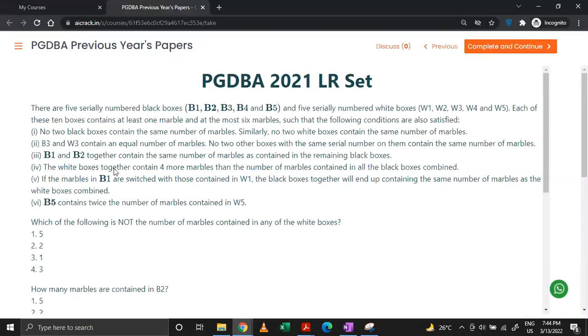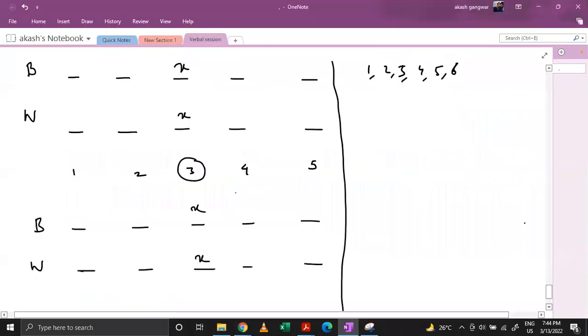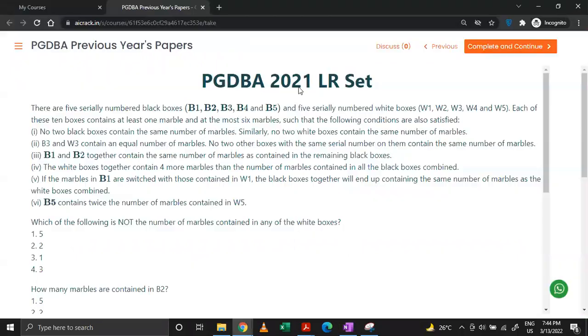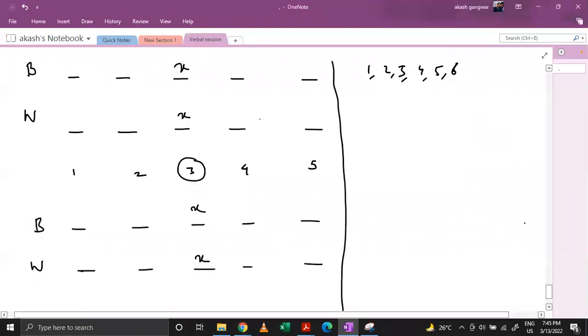B1 and B2 together contain the same number of marbles as contained in the remaining black boxes. The white boxes together contain 4 more marbles than the number of marbles contained in all the black boxes combined. If the marbles in B1 are switched with those contained in W1, the black boxes together will end up containing the same number of marbles as the white boxes contained. B5 contains twice the number of marbles contained in W5.